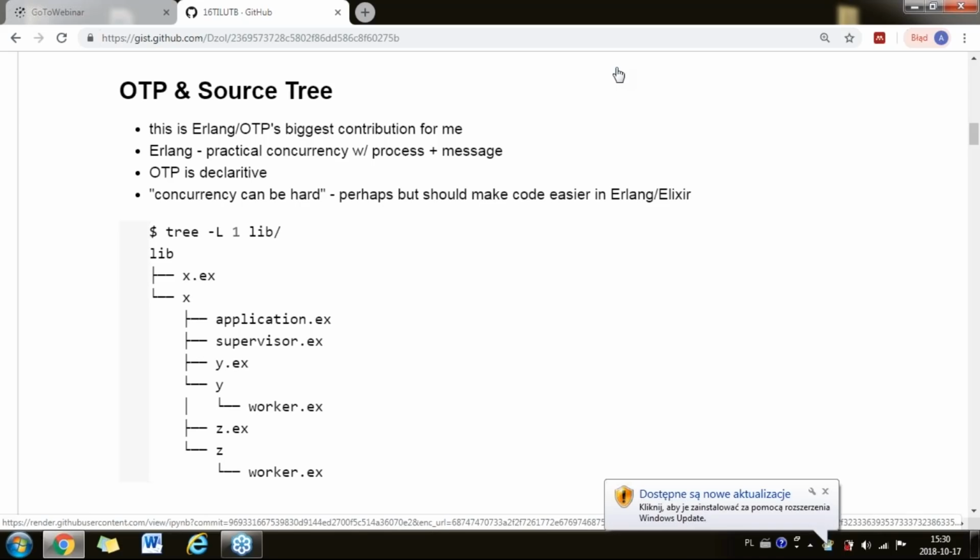And so the big takeaway, or the big contribution I think that OTP really gives the field, is just this declarative way of looking at, specifying, describing, and writing software that spells out concurrency for us.